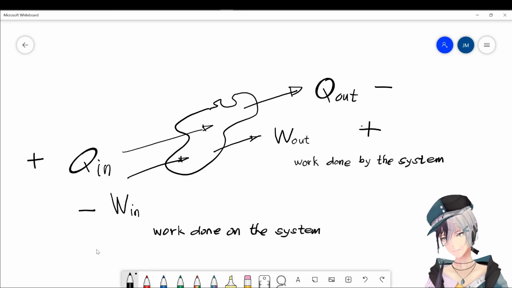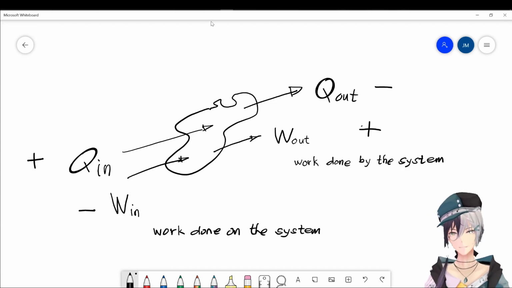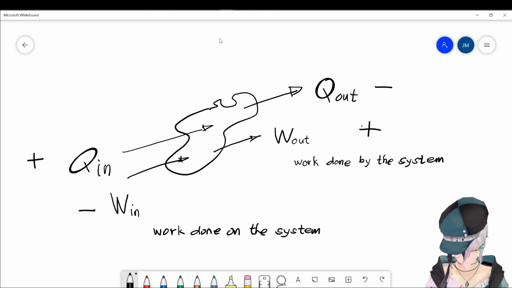All right, I hope I am clear with this one. So don't forget this sign convention. This is very important. Q in, Q out, positive, negative. In terms of work, work in, work out: this is positive, then this is negative. Let's move on.